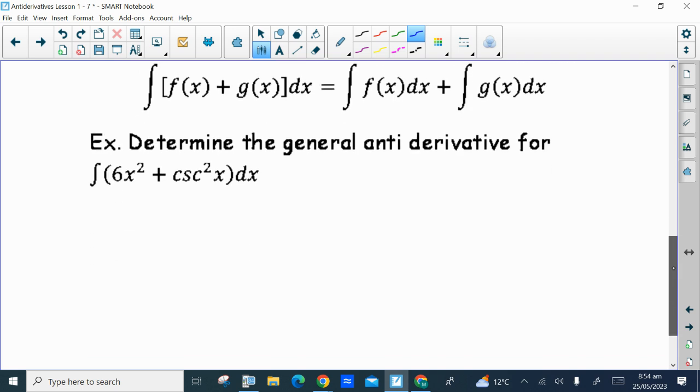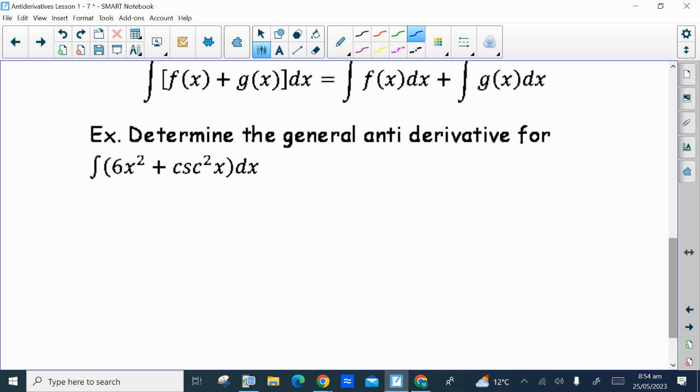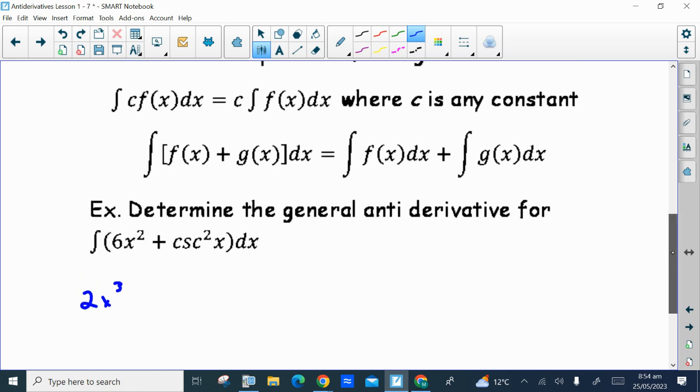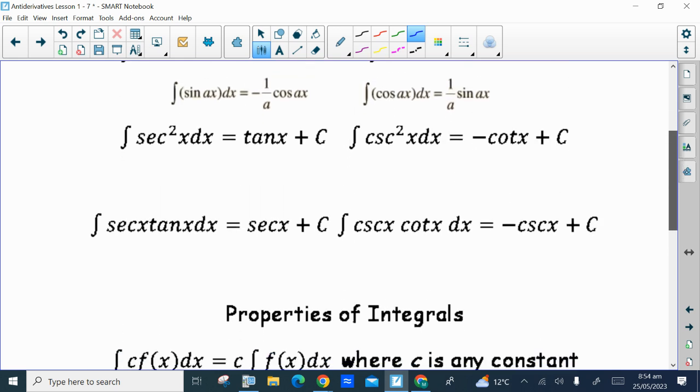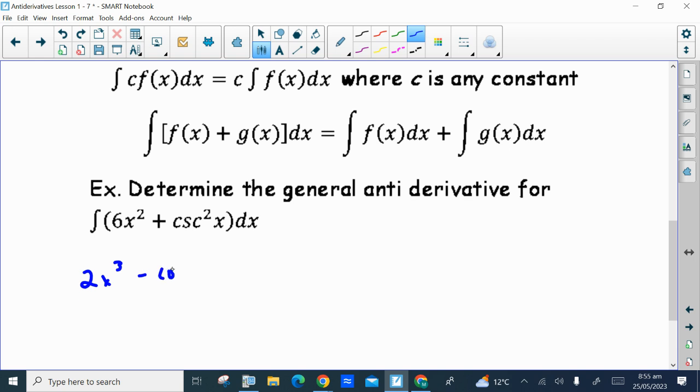This next one says determine the general antiderivative for that expression. General meaning you're going to involve C because you're not given the interval, so it's going to be a general expression. For the antiderivative of the first term, you add 1 to the 2 to get 3, and divide by 3. That'll give you 2x cubed. And the antiderivative of cosec squared x, if we look above, is negative cotan x. So it'll be minus cotan x plus c. There's that general antiderivative.